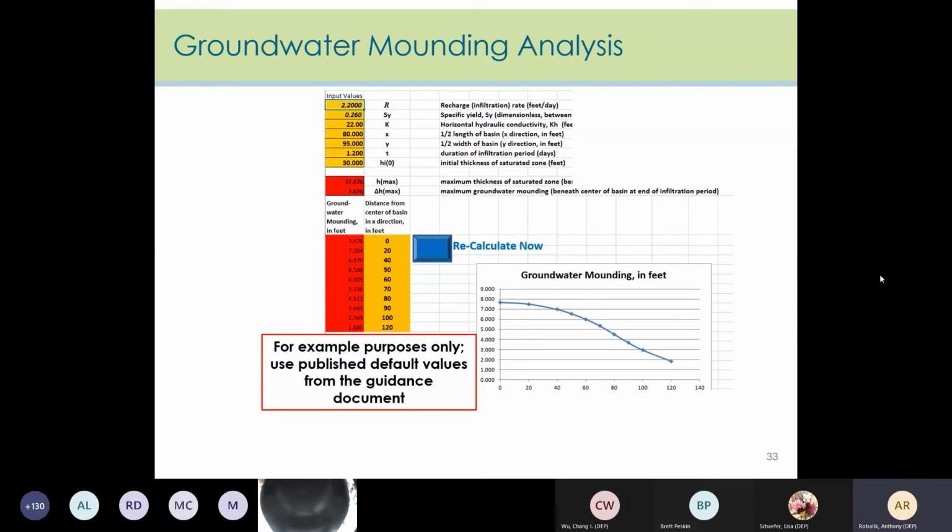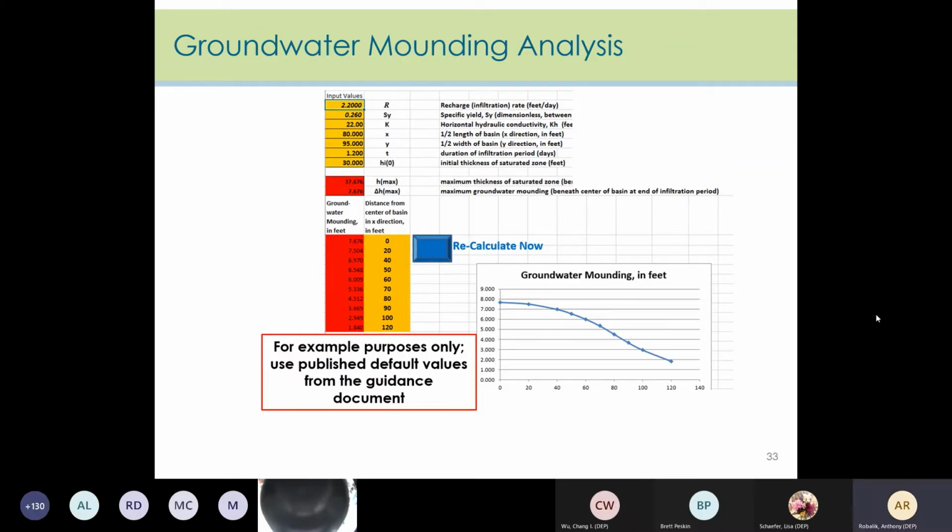So it looks like 2.2 feet per day as the recharge rate. They used 0.26 for specific yield, which is on the high side. We recommend 0.15. Horizontal conductivity, 22, which is 10 times the vertical conductivity. So this was done a while ago, and both of those values were acceptable at the time. Today, we would accept a max of 0.2 for specific yield and about 5 times the vertical hydraulic conductivity, and that's in the coastal plain, lower if outside the coastal plain.